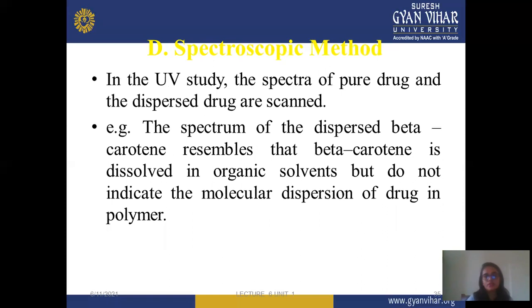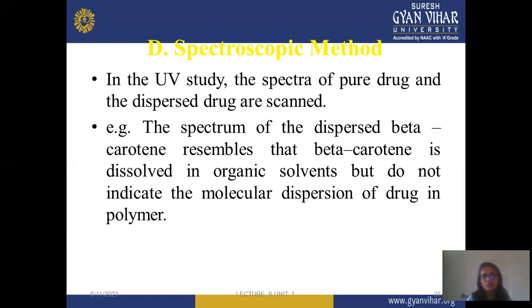Next is the spectroscopic method. In the UV study, the spectra of a pure drug and dispersed drug are scanned. In spectroscopy, mainly you use UV light or ultraviolet light, and your compound should be in a pure state. If it contains certain impurity, coloring agent, or any foreign particle, there may be a chance that its reading is also recorded. So you should always take the pure form during the spectroscopic method. If your product is not in pure form, first purify it. Otherwise, the reading may vary, and the impurity's reading gets recorded. The dispersed drug should be scanned properly.